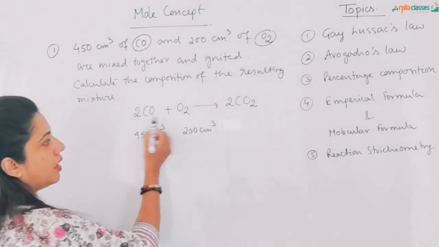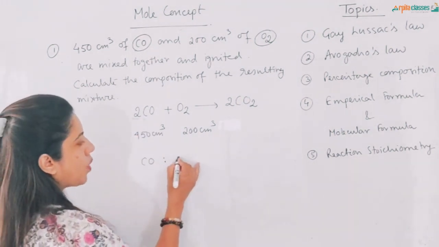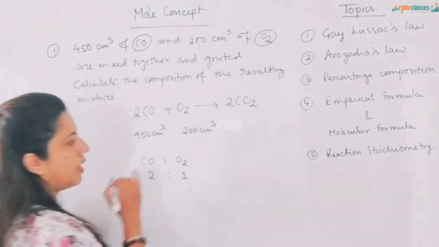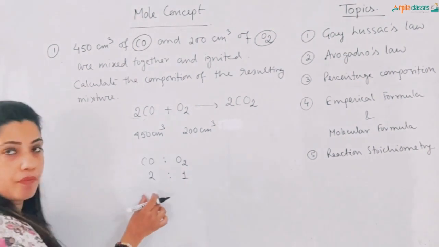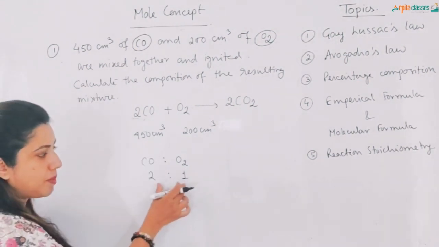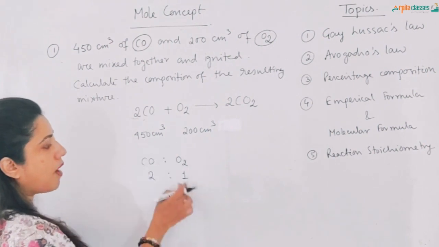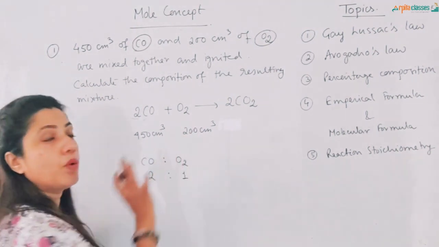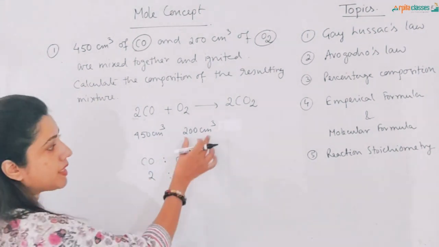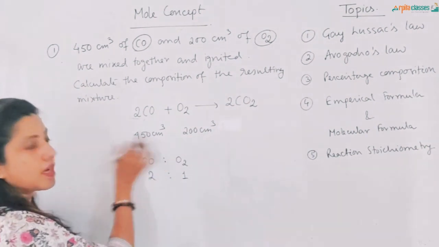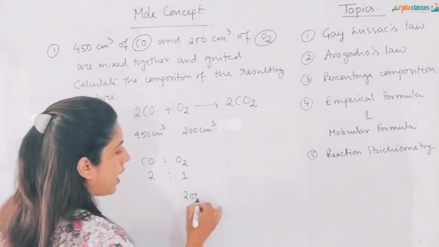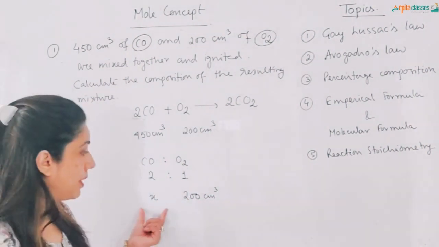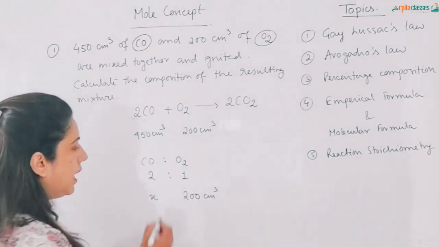So let us see the ratio between carbon monoxide and oxygen from the balanced chemical equation. It is 2:1, right? So if this is 450, as per the ratio, oxygen has to be half of it. That means half of 450 is 225. But we do not have 225 centimeter cube of oxygen. So let us take oxygen instead of taking carbon monoxide. So if oxygen is 200 centimeter cube given, then how much will be the carbon monoxide which will be reacting with this much of oxygen? Let us find it out.